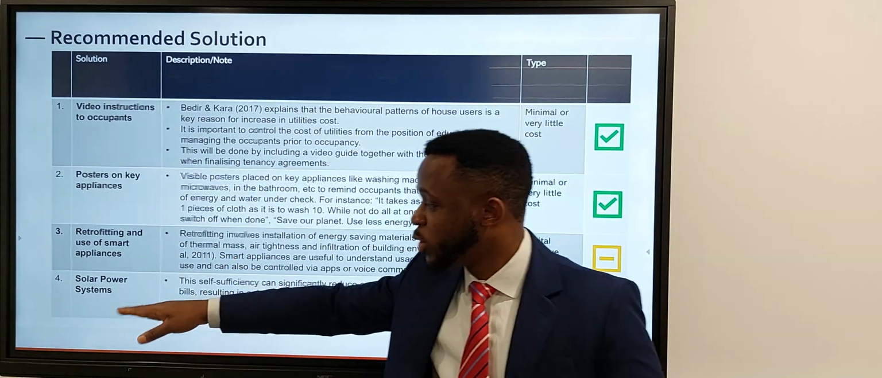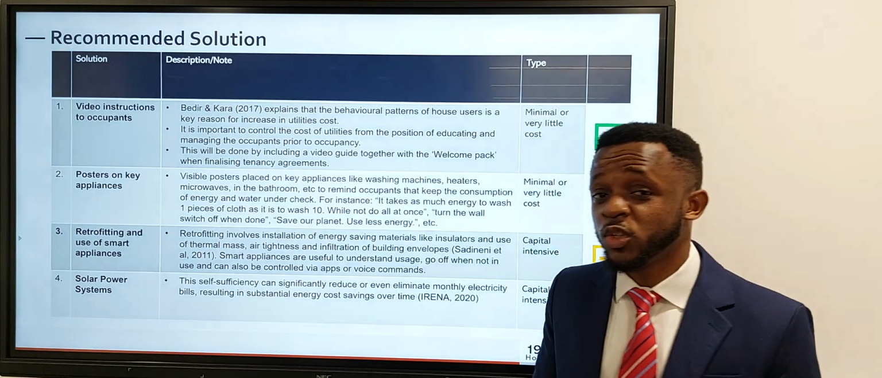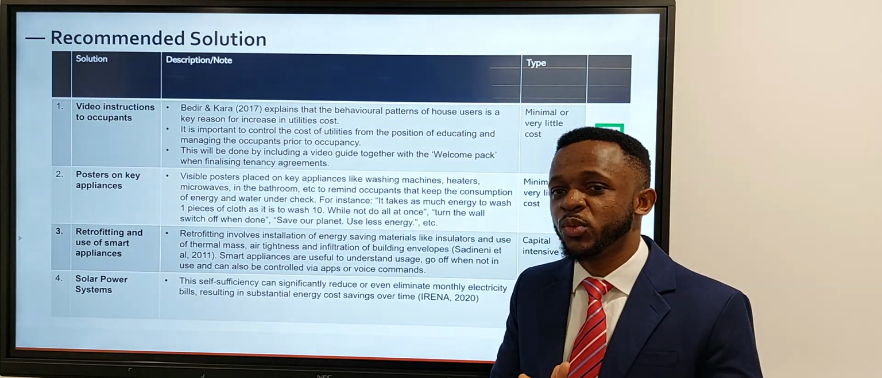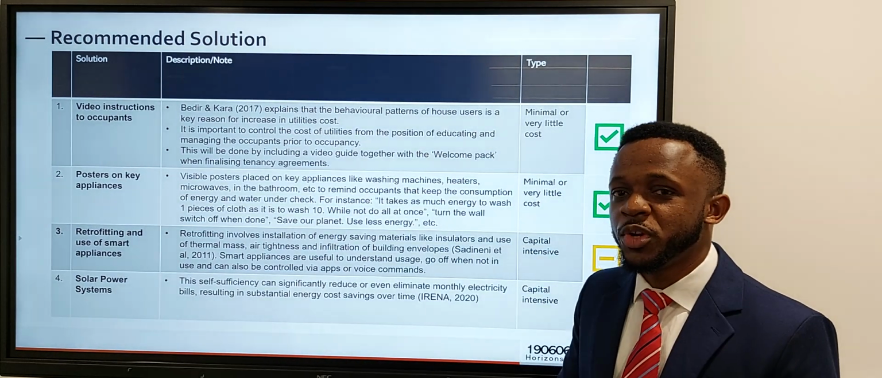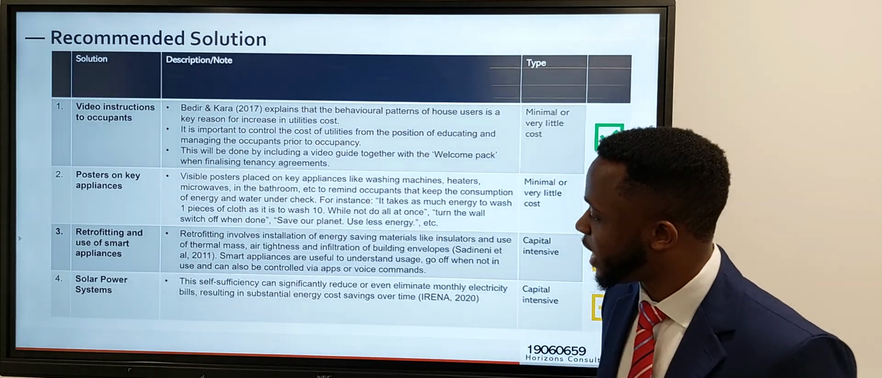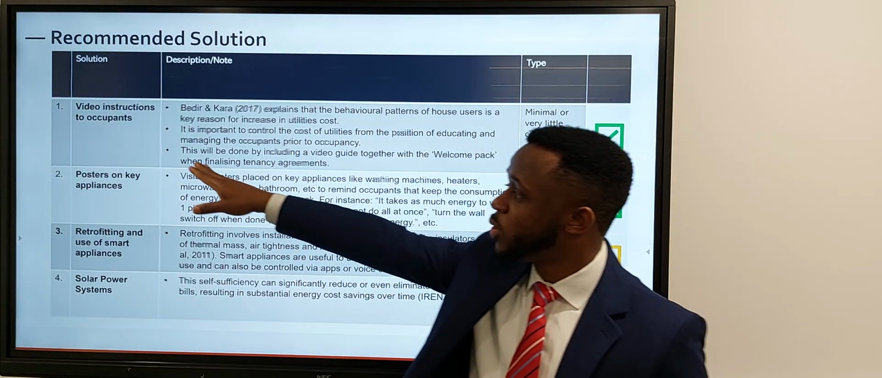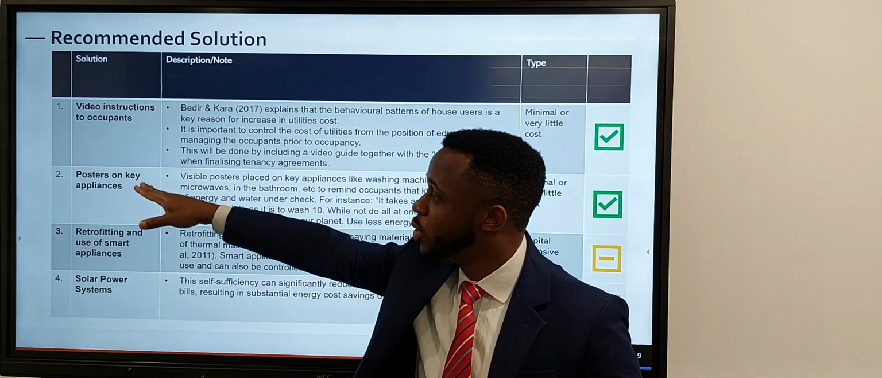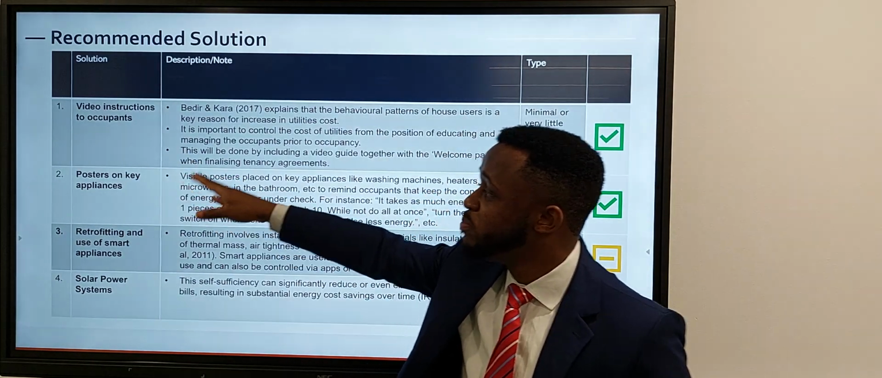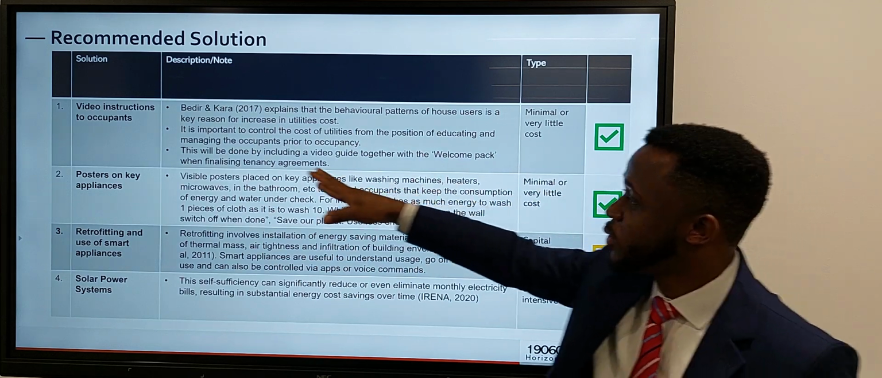The other one is to install a solar system, and the advantage of this is that at some point the client can stop depending on the national grid of electricity and gas. However, that is also cost intensive. So what we're basing on are these two minimal cost solutions.